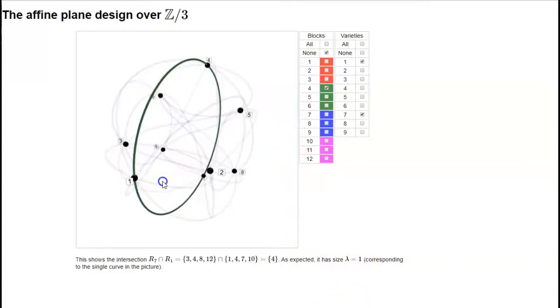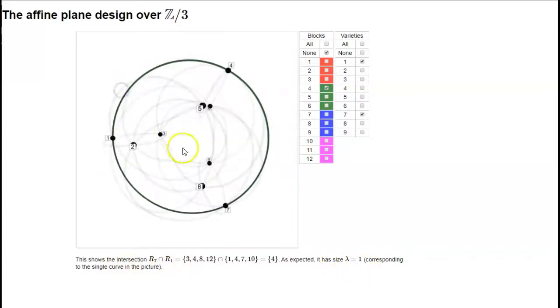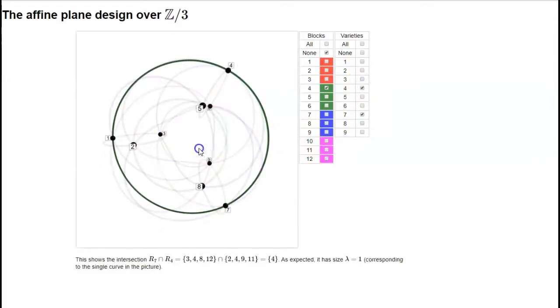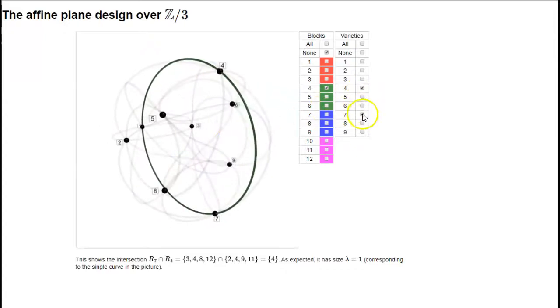For the last axiom for a block design, if you take any R_P intersect R_Q where P and Q are different, then the size of that intersection should be equal to lambda. And for this particular block design, lambda is 1. So if we take the intersection of any two of these R's, we should get a set of size 1. So here again, R_4 intersect R_7 just contains 4, of size lambda equals 1, as expected.